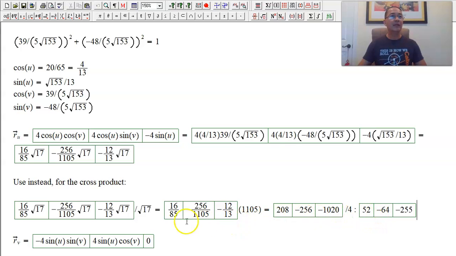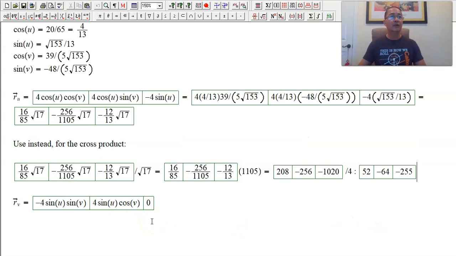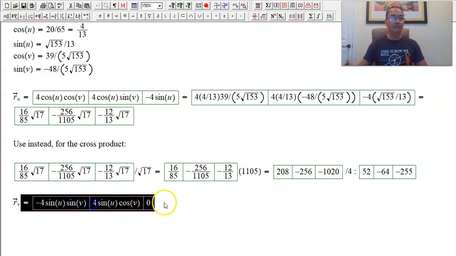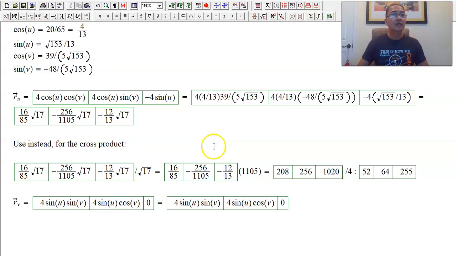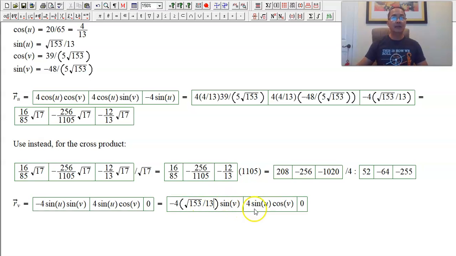Okay, so the same thing, we're going to find the partial of r with respect to v at that point. So what have we got? Sine of u over here, and it's in 2 places. So let me be efficient. I will put it here, and I will put it over here.